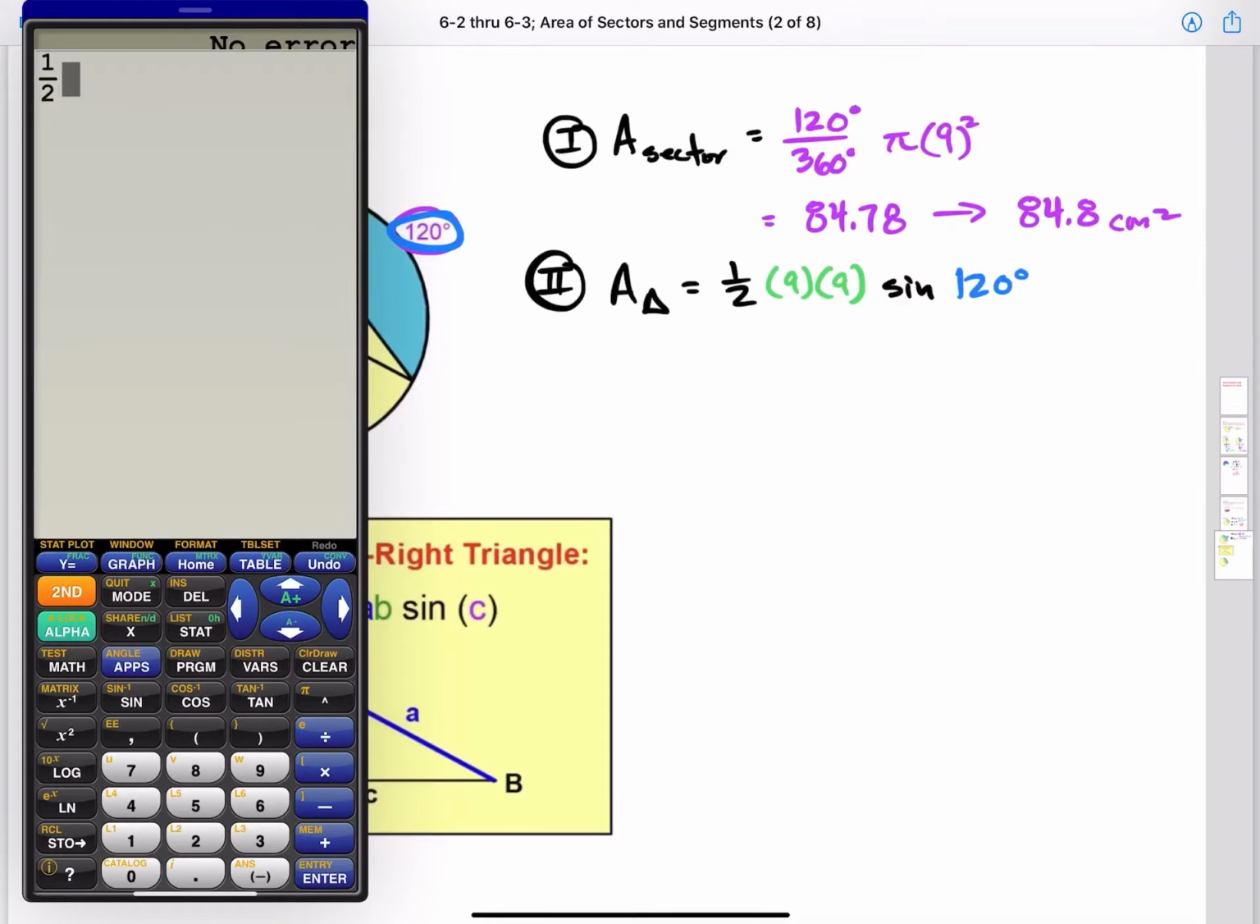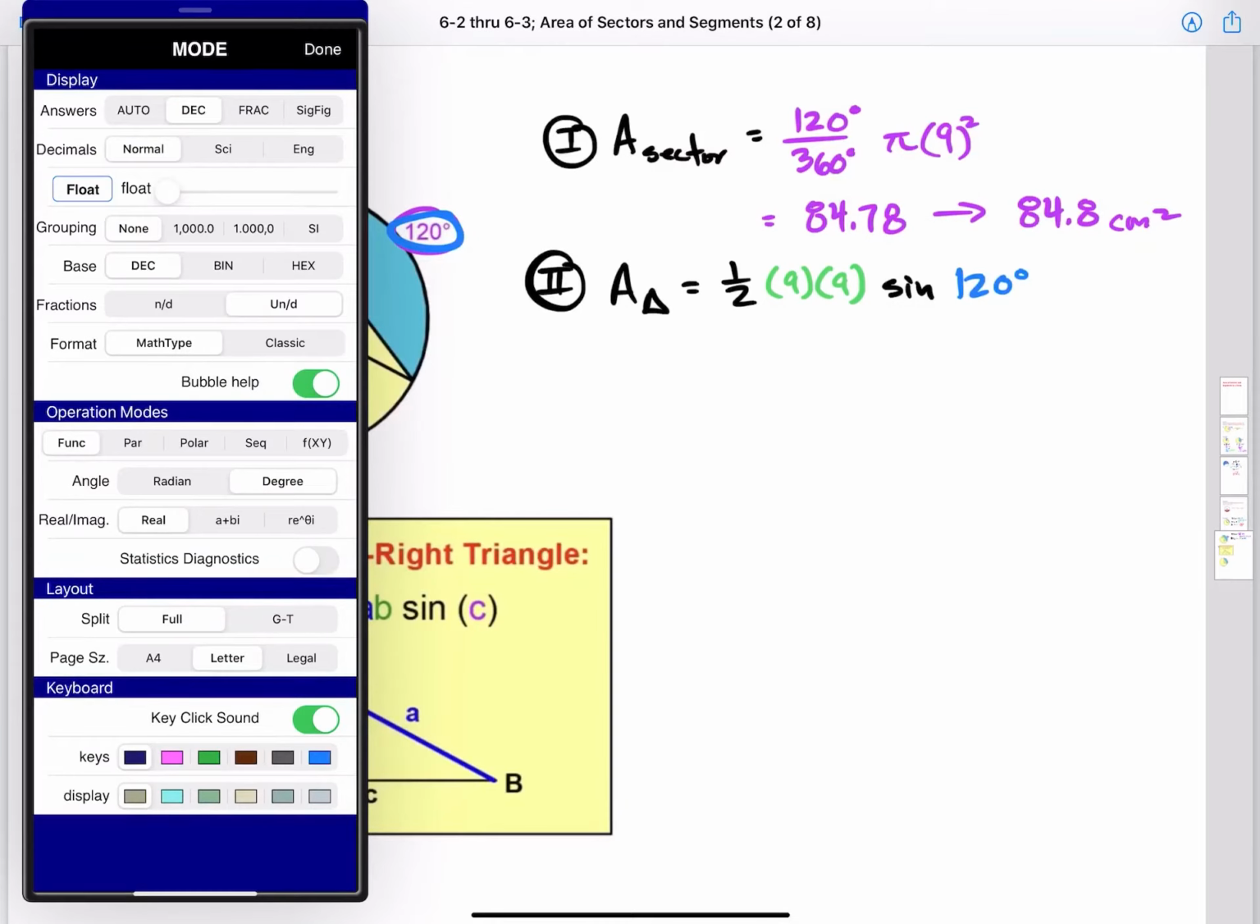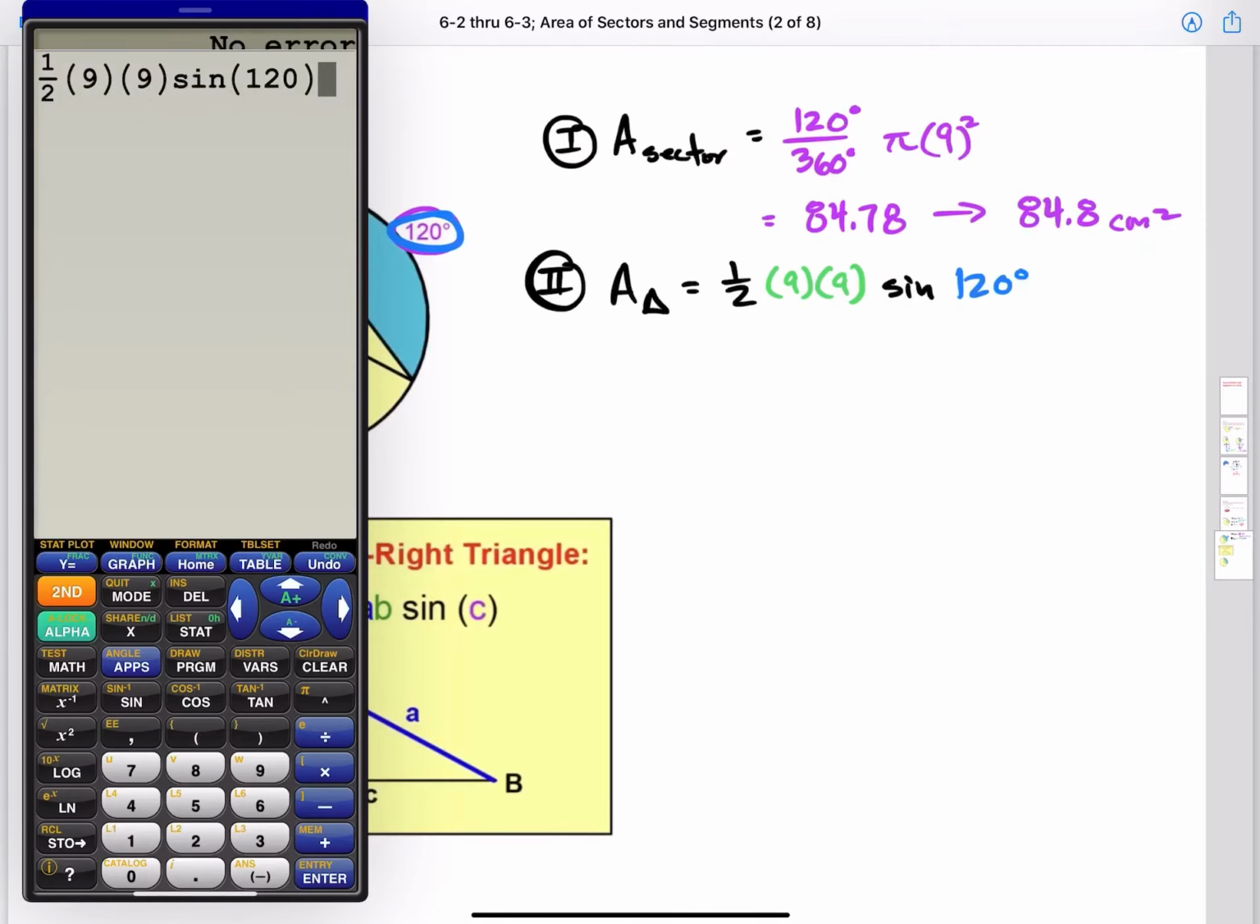Now 9 times 9 is 81, or if you want to go ahead and put it in exactly how we wrote it out, that's fine. And then we type in sine, and then we have 120 degrees. Now, before I do this, I'm going to make sure that we're in the degree mode. So if I take a look at this, I am in the degree mode. Okay, so make sure you're in the degree mode, and then we'll click enter, and we get about 35.07, or we'll say about 35.1. Okay, so that's going to be the area of our triangle.